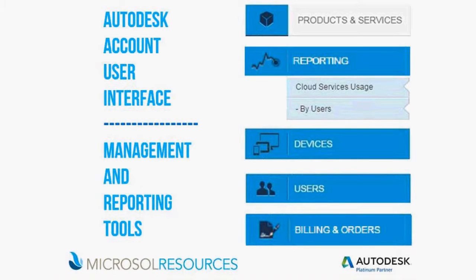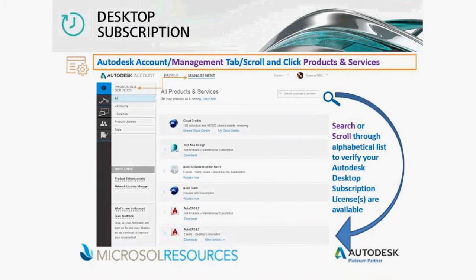So this is what the Autodesk account looks like right now. And I should mention that the first two choices, the products and services as well as the reporting, are available to anyone who has access to Autodesk account, while the devices, the users, and the billing and orders sections are really visible to only the administrators. Alrighty, so you go ahead and you log into Autodesk account, right? And this is where I would like you to go.